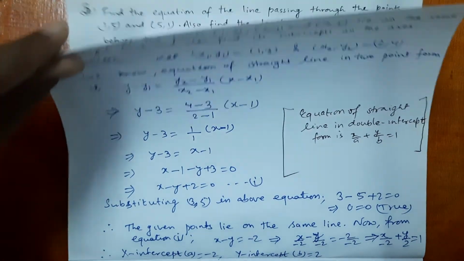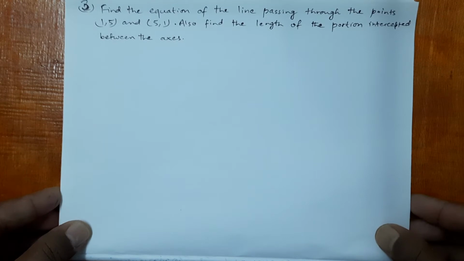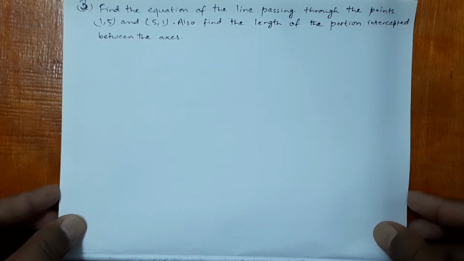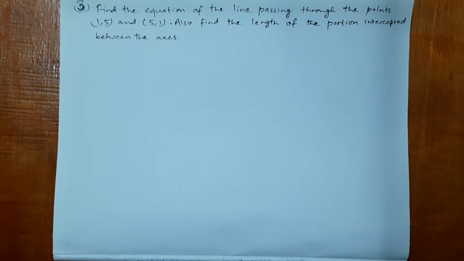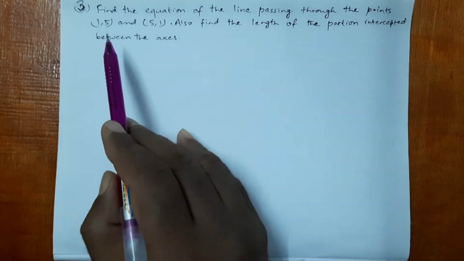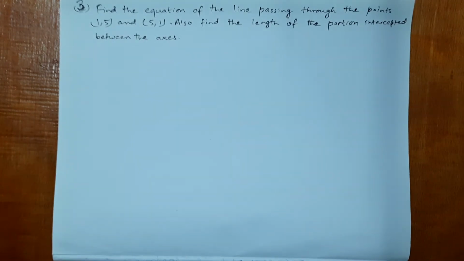Okay, now let's move to the next question. The next question tells: find the equation of the line passing through the points 1, 5 and 5, 1. Also, find the length of the portion intercepted between the axes. The length of the portion intercepted between the axes means the length of the portion intercepted between the x-axis and y-axis. So first of all, we will find the equation of the line passing through these two points, and we will change this into double intercept form, and we will find where this line intersects the x-axis and y-axis, and we find the distance between those two points, and we can find the length of the portion intercepted between the axes. So now let's begin.